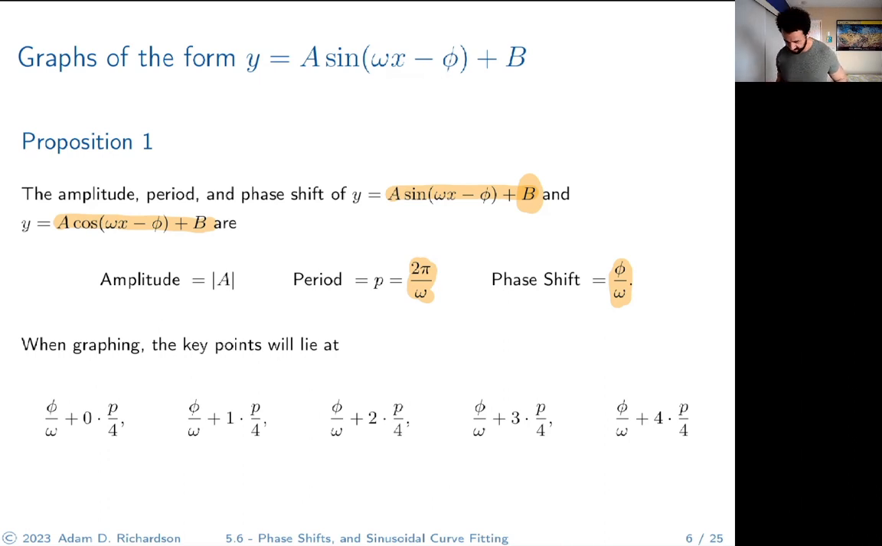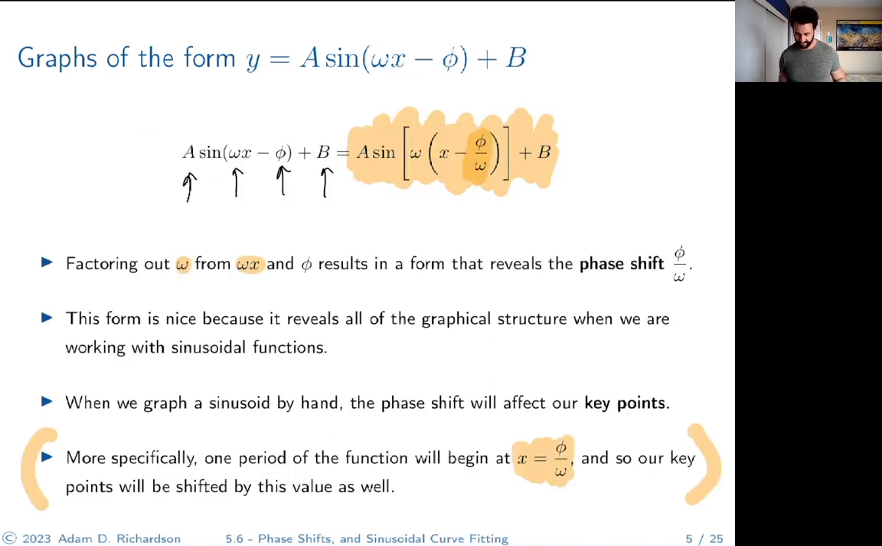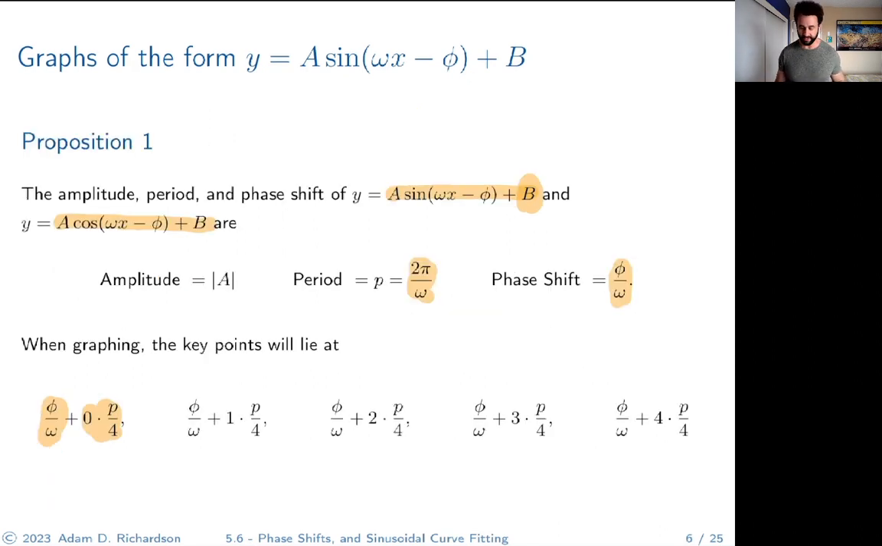So then when we're graphing, the key points are all going to be right here. The first one is going to be at phi over omega plus 0 times p over 4. That's just what I said over here. So the first point will begin at phi over omega, because 0 times anything is 0. Then the next key point will be at phi over omega plus 1 p over 4, and then plus 2 p over 4, plus 3 p over 4, and plus 4 p over 4. And that's pretty much it. That's how you find all those key points.